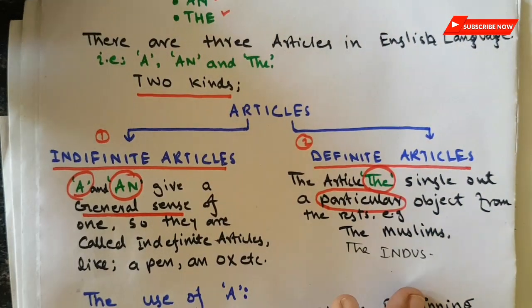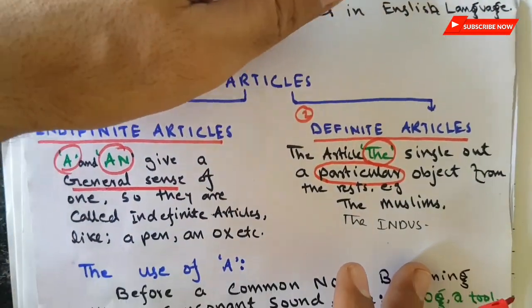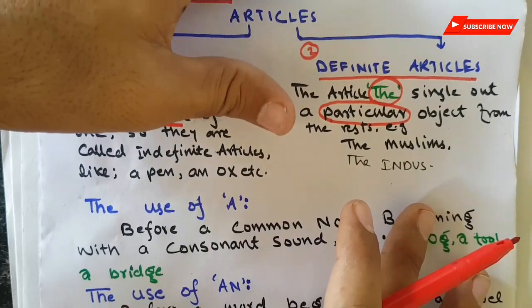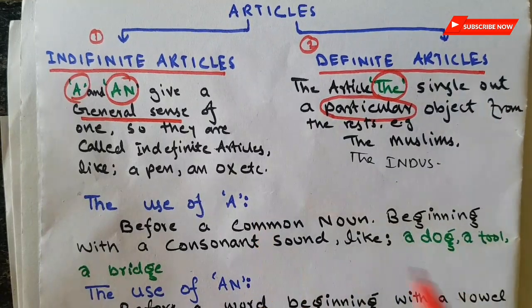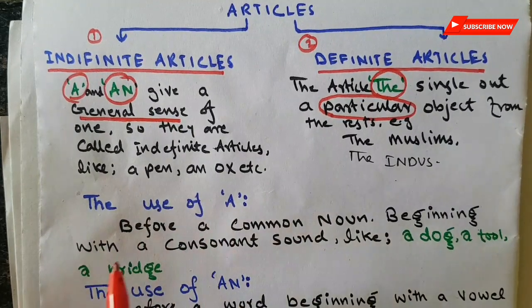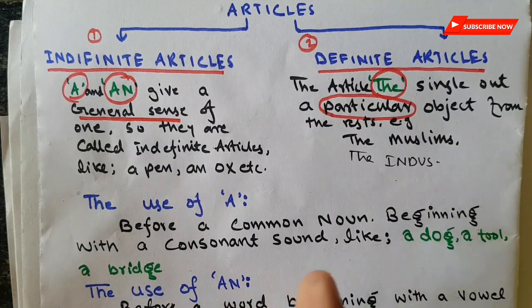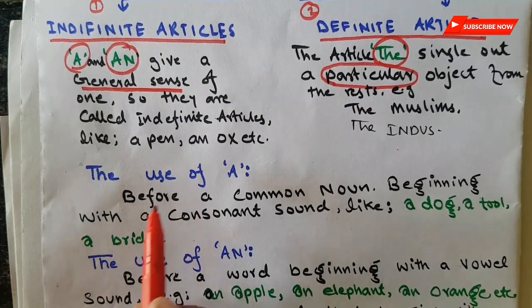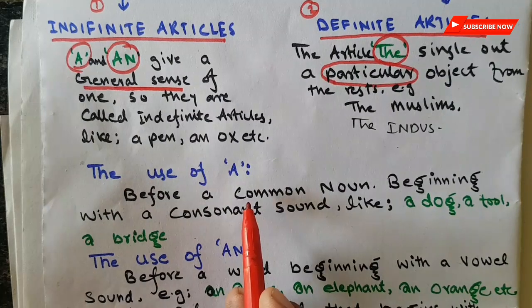Now, we'll go toward how to use these articles in English grammar. If you understand these articles, you can know the English language very well. First, we'll come to the use of A. How can we use the article A in English grammar? I will say that it can be used before a common noun.